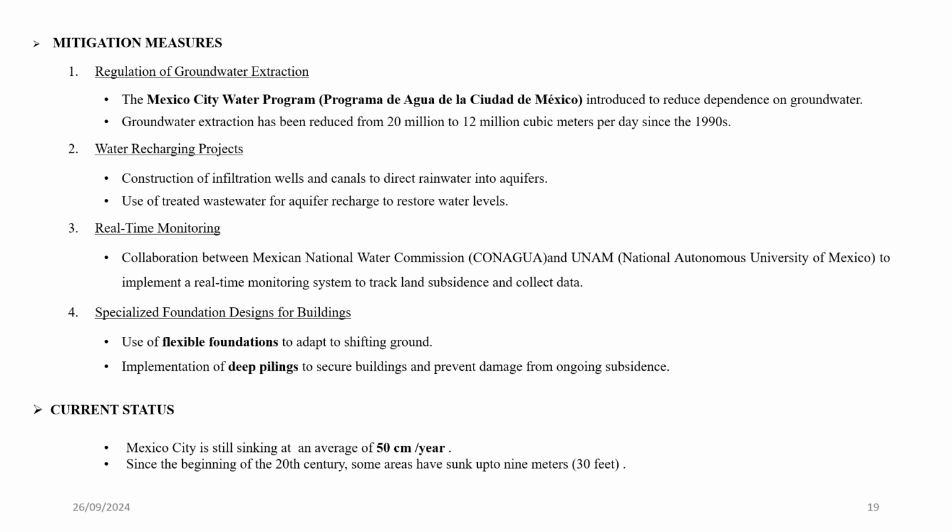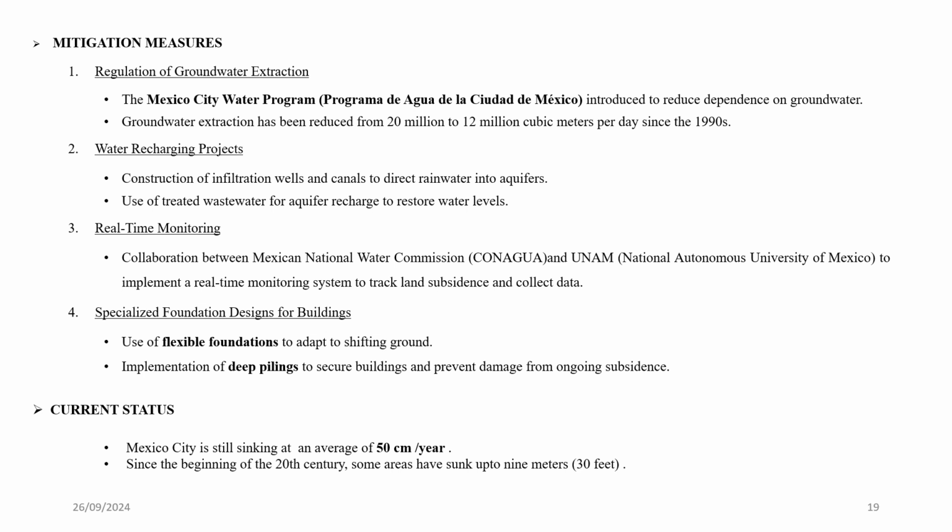The second program is water recharging projects, construction of infiltration wells and canals to divert rainwater into the aquifer. Also, use of treated wastewater for aquifer recharge to restore water levels. The third is real-time monitoring. Collaboration between the Mexican National Water Commission and UNAM, the National Autonomous University of Mexico, to implement a real-time monitoring system to track land subsidence and collect data.